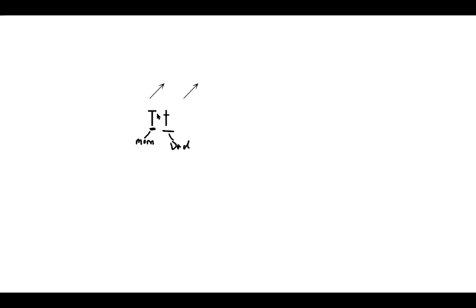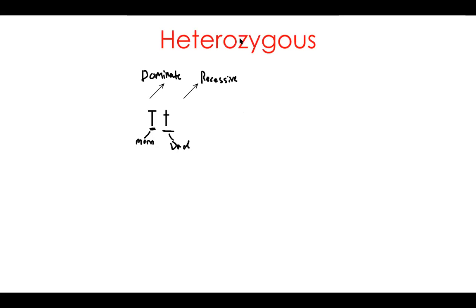In this particular case, this organism has a dominant allele and a recessive allele. So they have two different alleles for the trait. Okay, two different alleles for the trait. When an organism has two different alleles for the trait, they are called heterozygous. Heterozygous. Get that down on your notes, your T-chart.